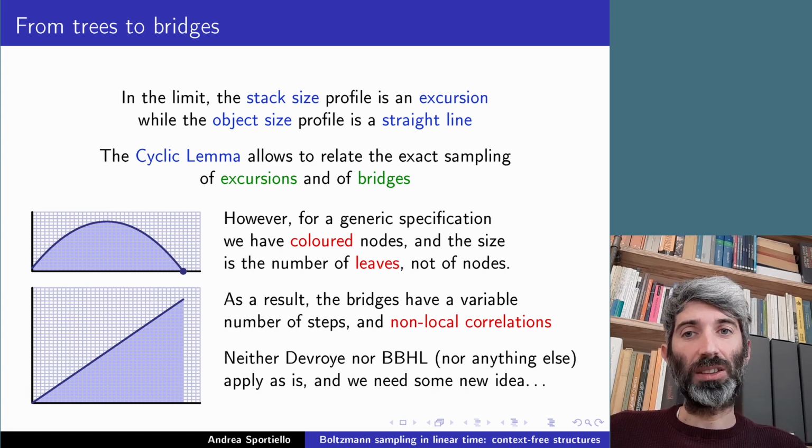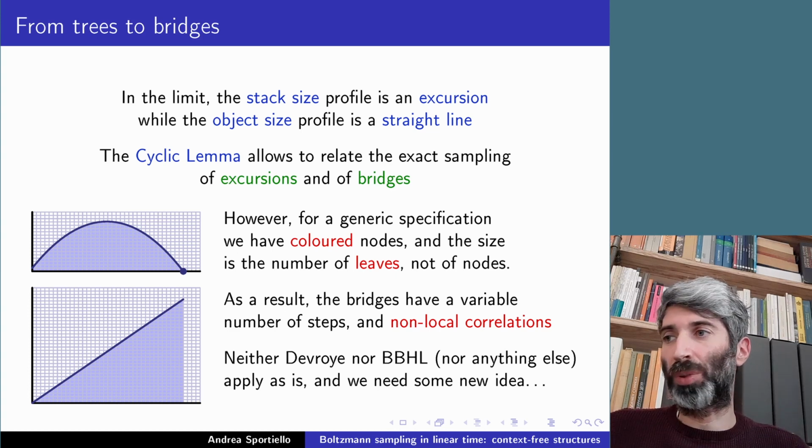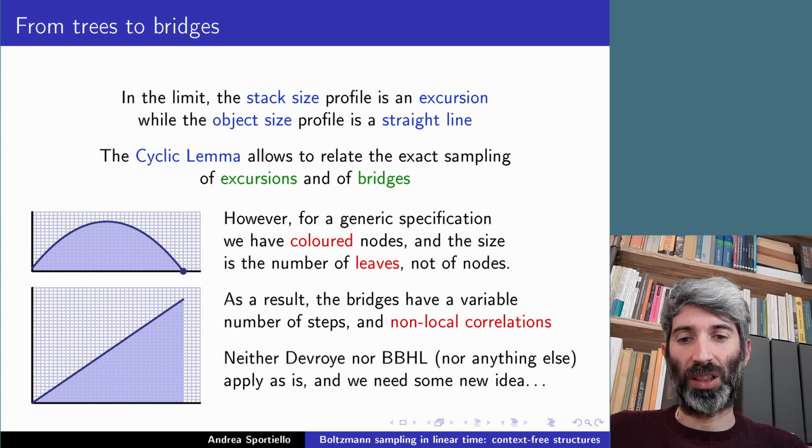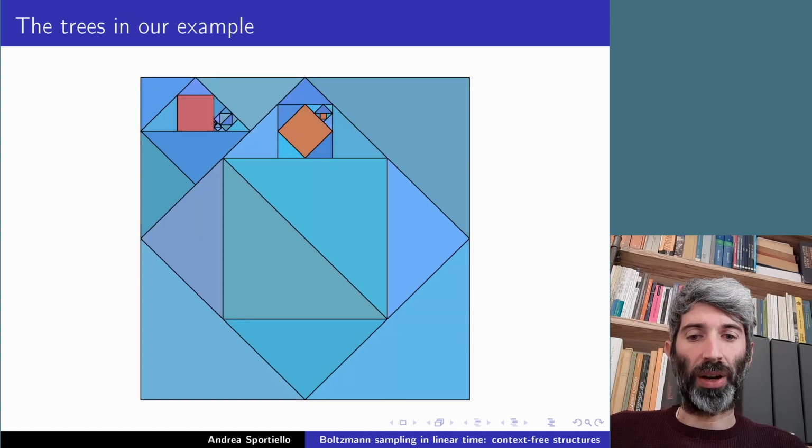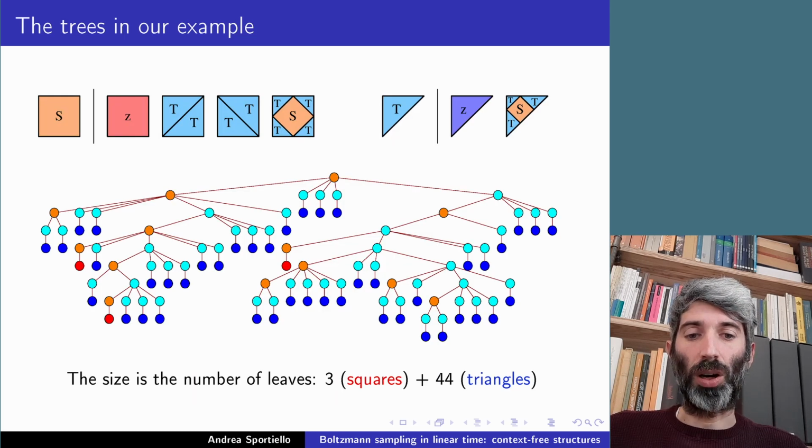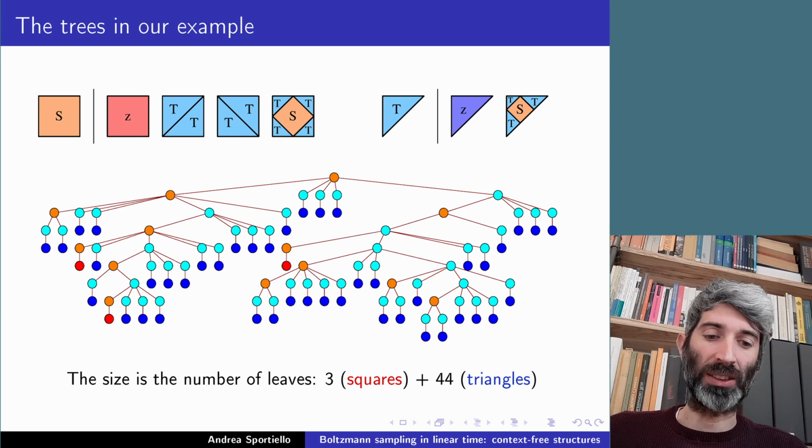So what we have seen so far of previous algorithms, and all the previous algorithms that we have around, do not work in this case, and we need a new idea. I will only sketch it briefly now. So this was our example of squares broken into triangles and squares, and if you construct the tree associated to that, I recall you the rules, this is the tree. So orange and cyan are the squares and triangles to be split, and blue and red are the squares and triangles which are stuck forever. So here the size is 47 because we have 3 squares and 44 triangles.